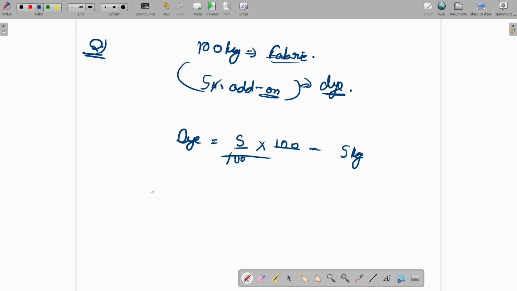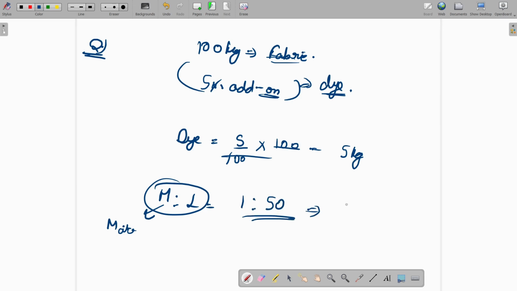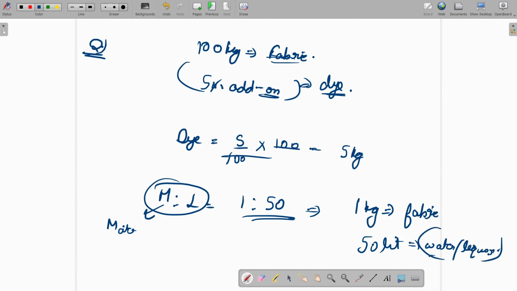Or suppose it is given as ML ratio. ML ratio is the material to liquor ratio. Suppose it is given as 1 is to 50. What is the meaning of ML ratio? It means for 1 kg of fabric, 50 liters of water or liquor is required to dye, because for dyeing you need liquor. So for 1 kg of fabric dyeing, you need 50 liters of water.